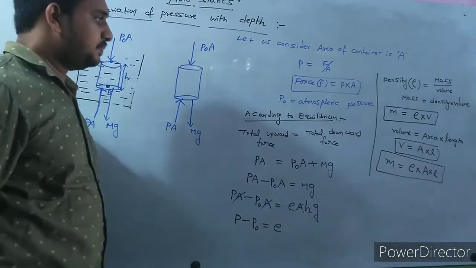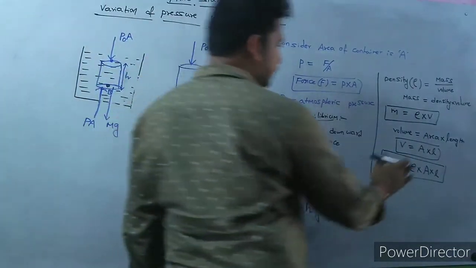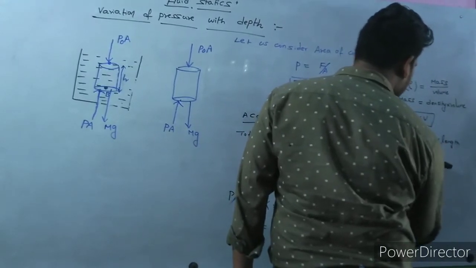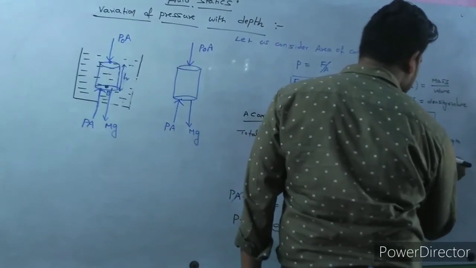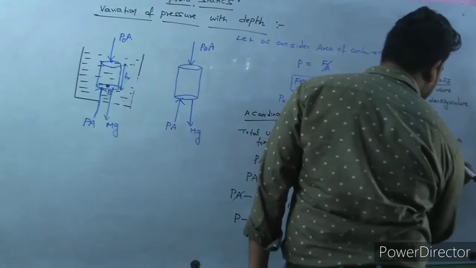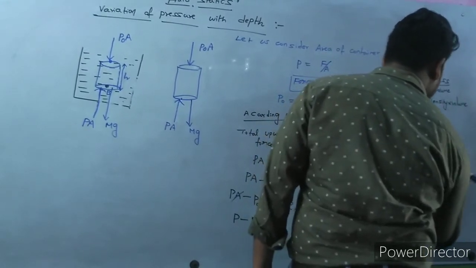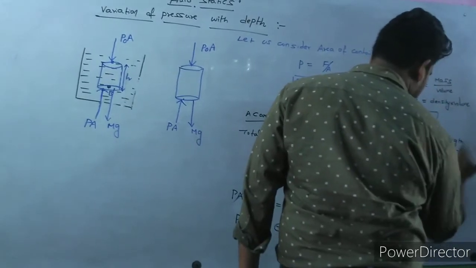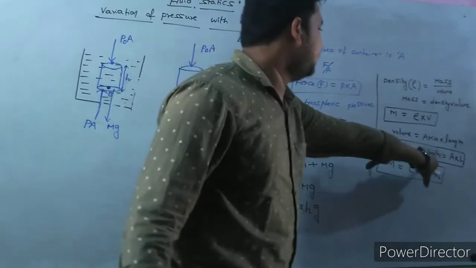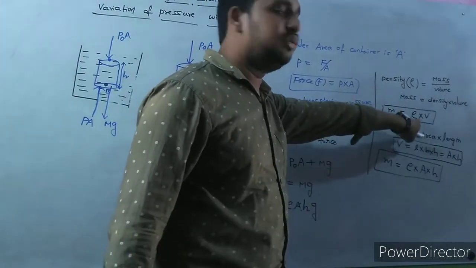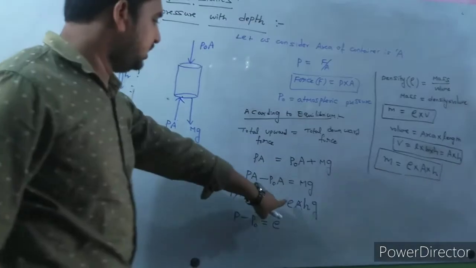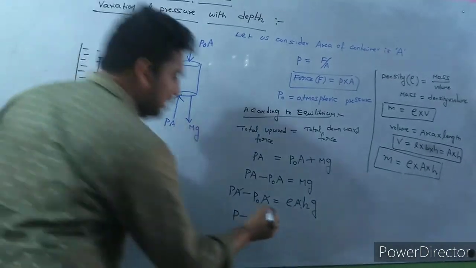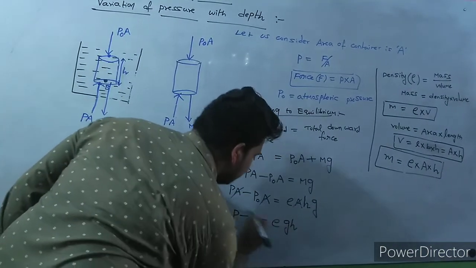So already you know volume means length into breadth into height. That means length into breadth means area, into height. Volume means area into height. Then mass is equal to density into area into height. Here area is going to cancel. Finally we got rho gh.